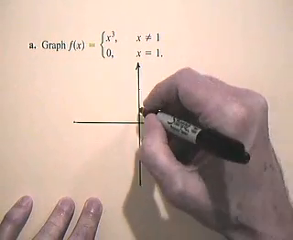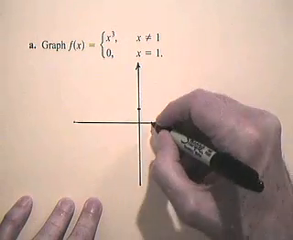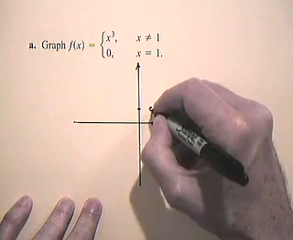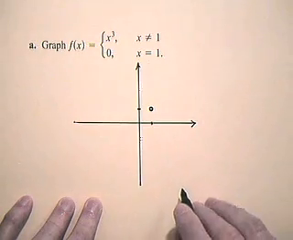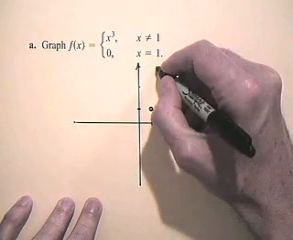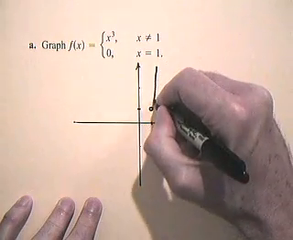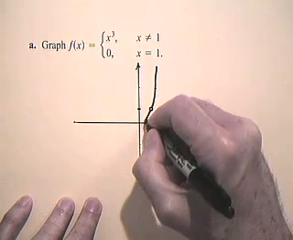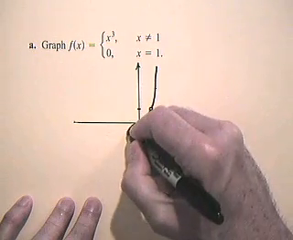So I'm going to mark off unit distances on each axis, and I'm going to start by putting a little open circle there for 1 comma 1. And now I'm just going to draw my cubic curve through that point, but I'll be careful to step over it, and then we just keep going.